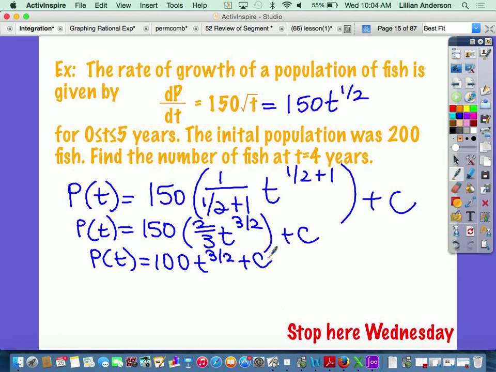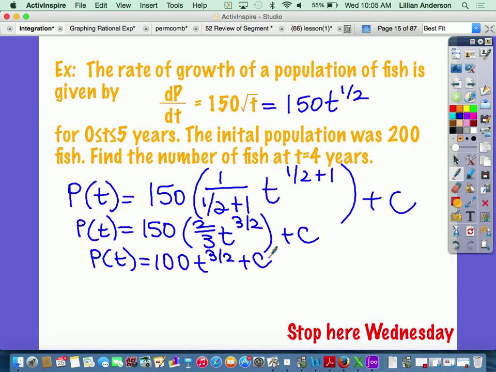Okay? Questions up to here. We're not done with questions up to here. Okay, so that's what you did yesterday. Now we're going to incorporate what we've been talking about today. This is between 0 and 5 years. The initial population was 200 fish. The initial population, okay, I'm hearing a lot of things. I'm hearing that's my constant, that's my y, a lot of things. Initial population of 200 fish. It does tell us that is important.